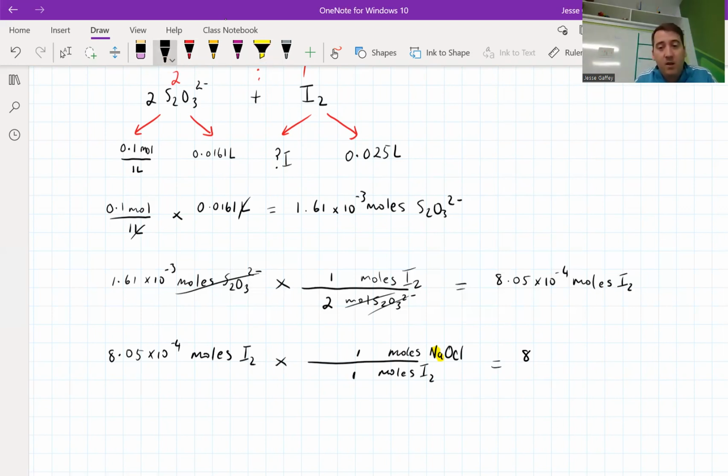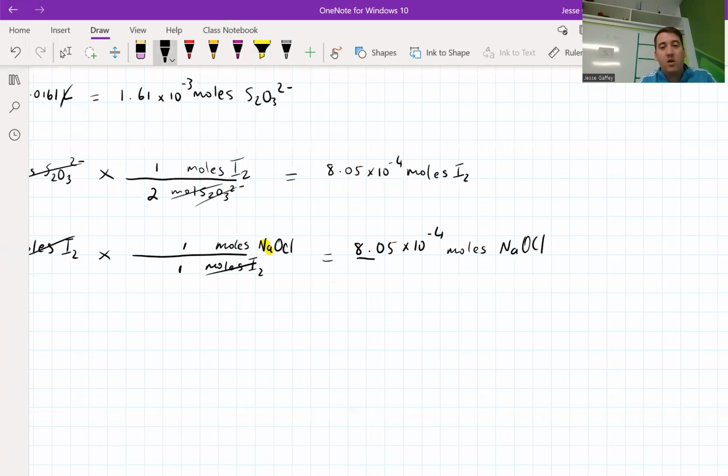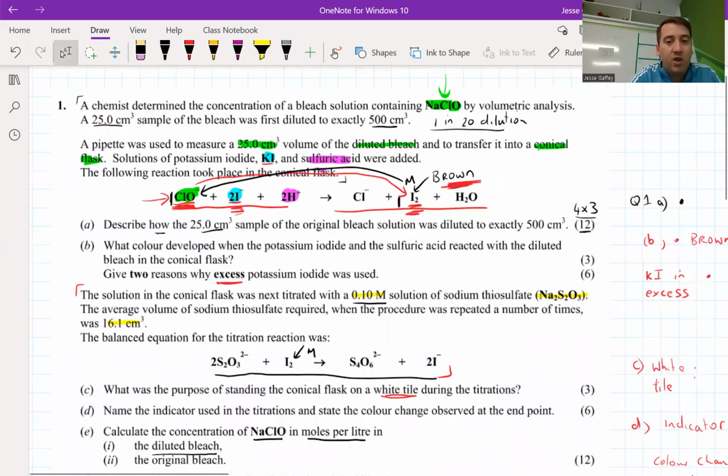It's 8.05 times 10 to the minus 4, and we've now gone from moles of I2 to moles of NaOCl. Now, going back to the question here, it asked us to find the moles of NaClO, but moles per liter. Okay, so we had this many moles, but this wasn't in a full liter. So what volume of this was this in? Well, this was in how many centimeters cubed of the bleach were added?